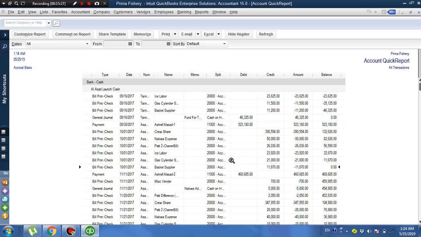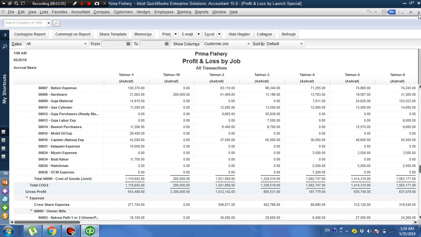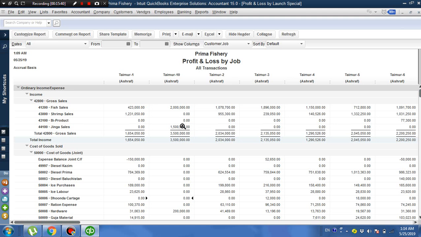This money received in cash from the customer, and then the rest of the money, because we have sold in this case almost 3.5 million of fish and prawn. So the rest, after deduction of the cash that we have received, remains in the account receivable account. And in the next video we will be dealing with this, the cash payment side and the account receivable side, and to receive money in the account receivable and then to make payment to the vendors.